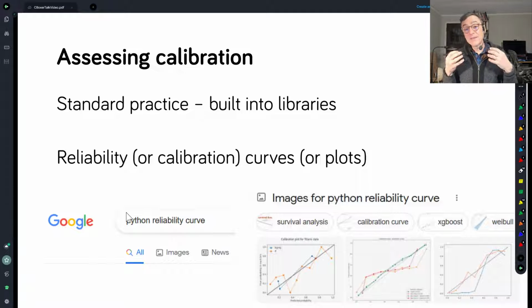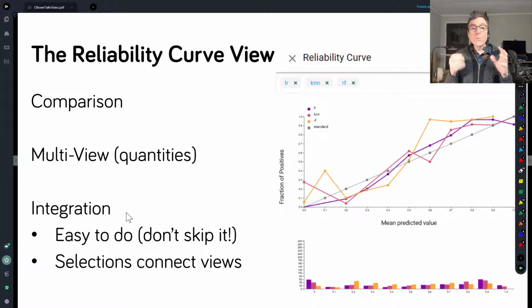Now, assessing calibration is a standard problem, and there's very standard practice. There's a standard view called a reliability or calibration curve. We built this into our system in what we call the reliability curve view. We extended it in some ways that highlight our philosophy. It's specifically designed to support comparison so we can look at different classifiers.